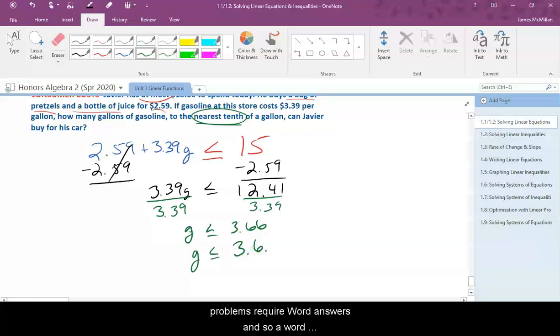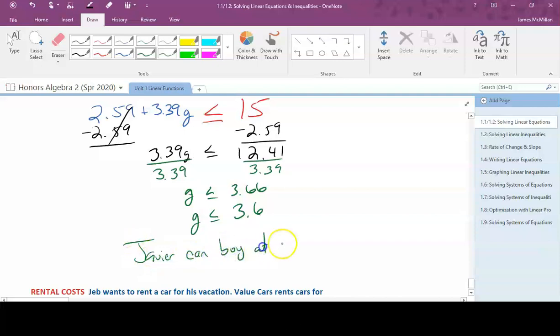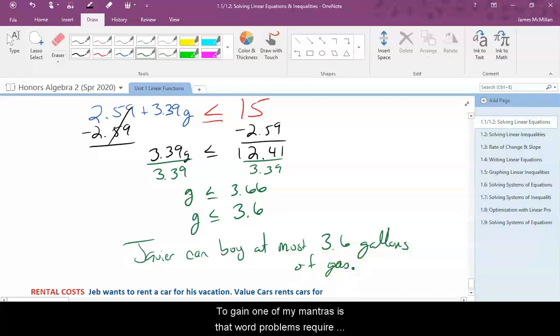And so one of my mantras is that word problems require word answers. And so a word answer here would be that Javier can buy at most 3.6 gallons of gas. So again, one of my mantras is that word problems require word answers. And so on quizzes, tests, whatever assessments that we have, be paying attention, word problems, word answers. That is one thing I will look for on those questions as you complete your work.